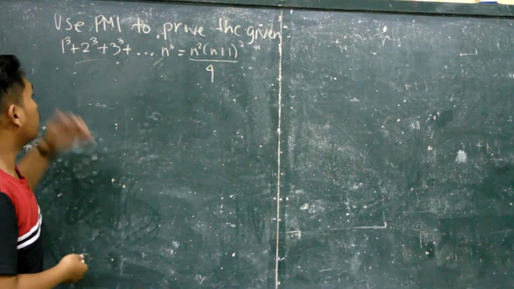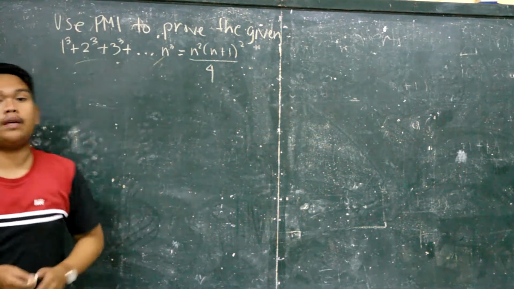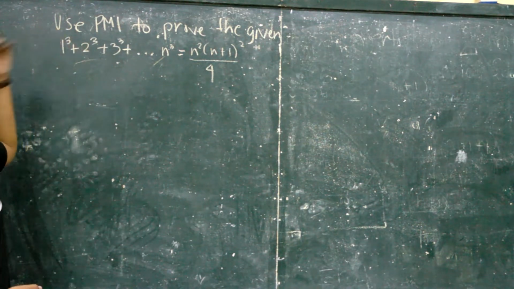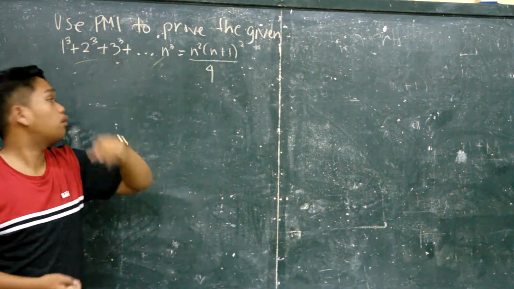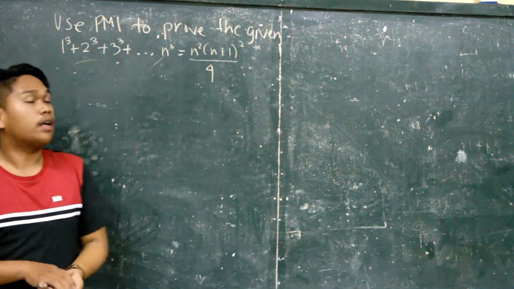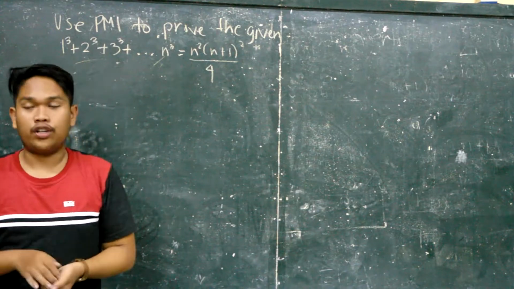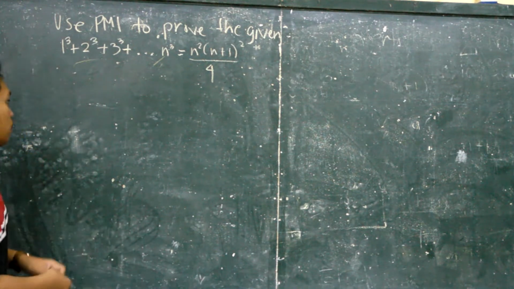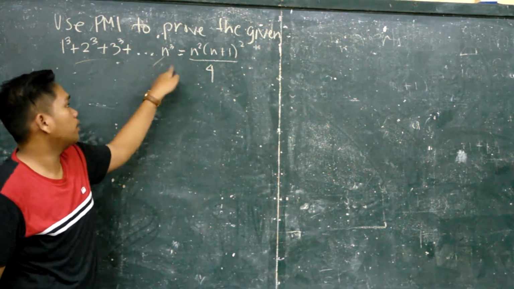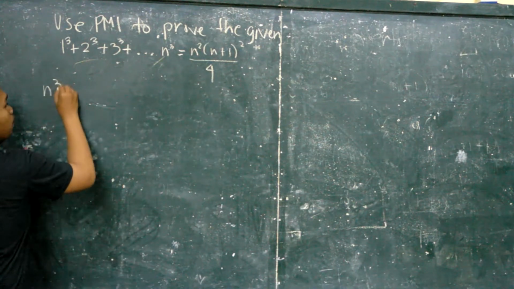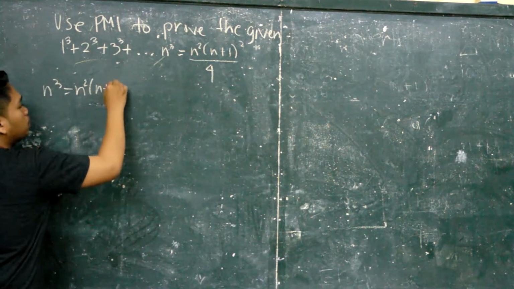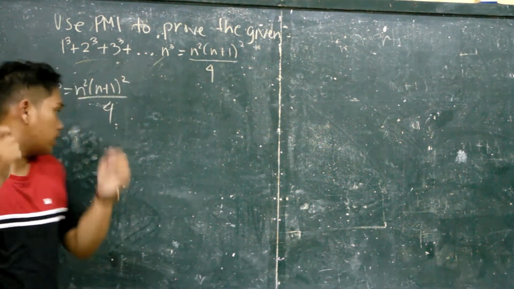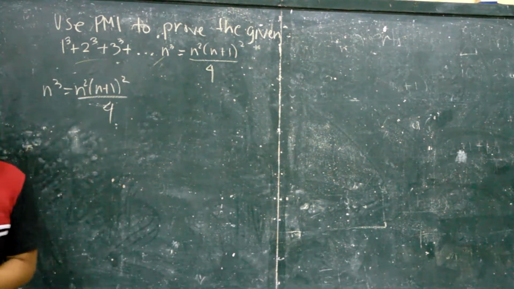And now, we are going to prove this given by using the PMI, or the principles of mathematical induction. So 1 cube plus 2 cube plus 3 cube plus dot dot dot n cube should equal n squared times n plus 1 squared over 4. The first step we should do is show it is true for n is equal to 1. So we are going to use this equation here, n cube is equal to n squared times n plus 1 squared over 4. What we need to do is substitute 1 for all the n's in the equation.